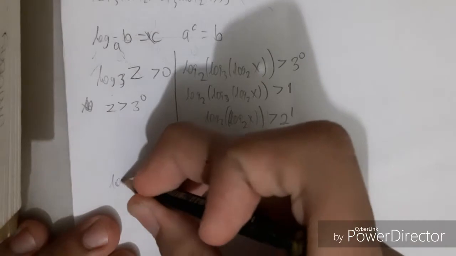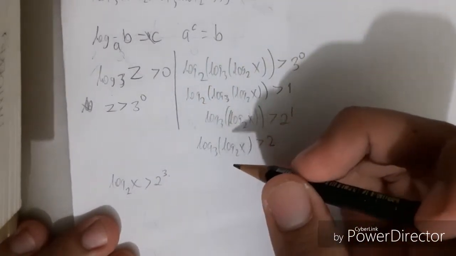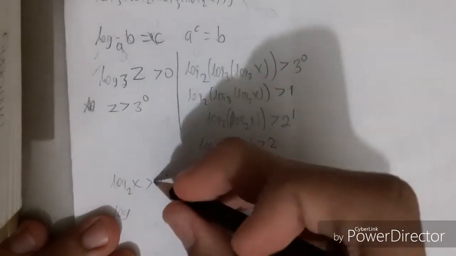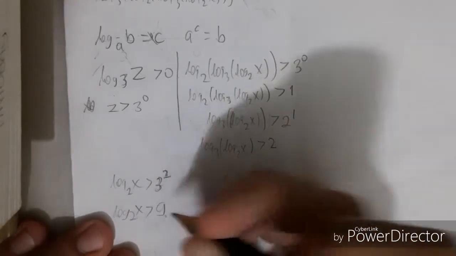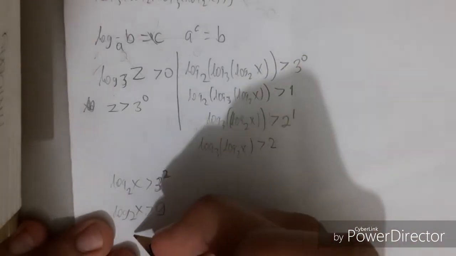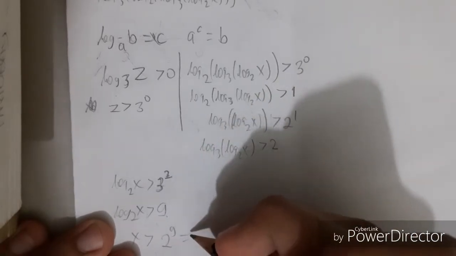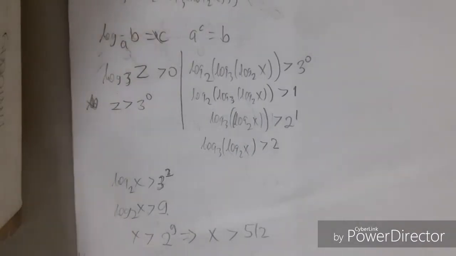Now we continue again. Logarithm 2x is greater than 3 to the power of 2, excuse me. Then we find x is greater than 2 to the power of 9. x greater than 512. So this is the original answer when I look at the answer key, which is this one.